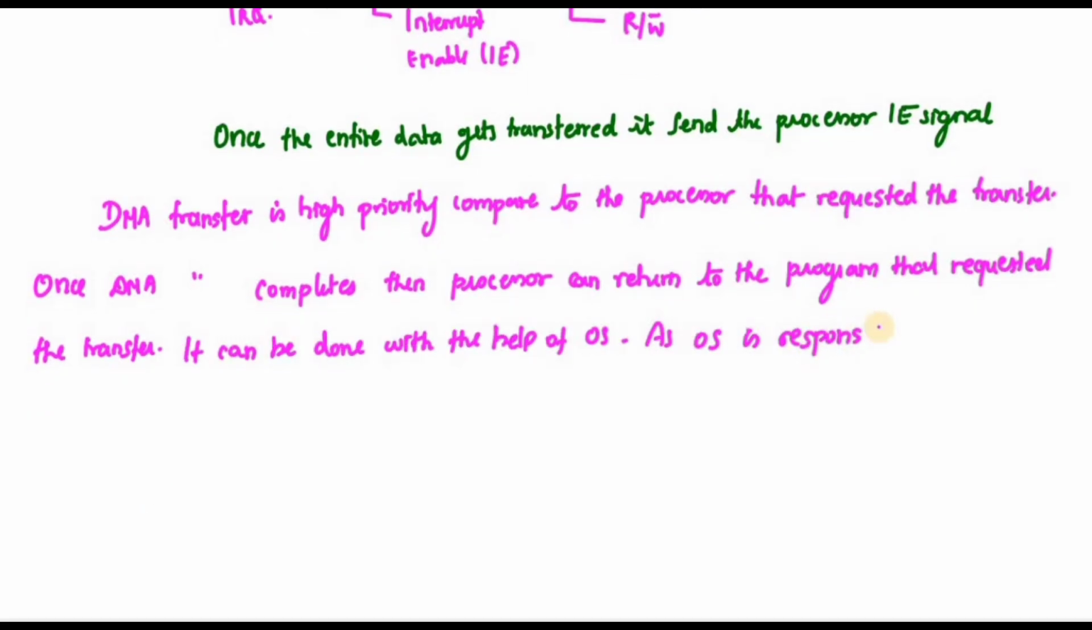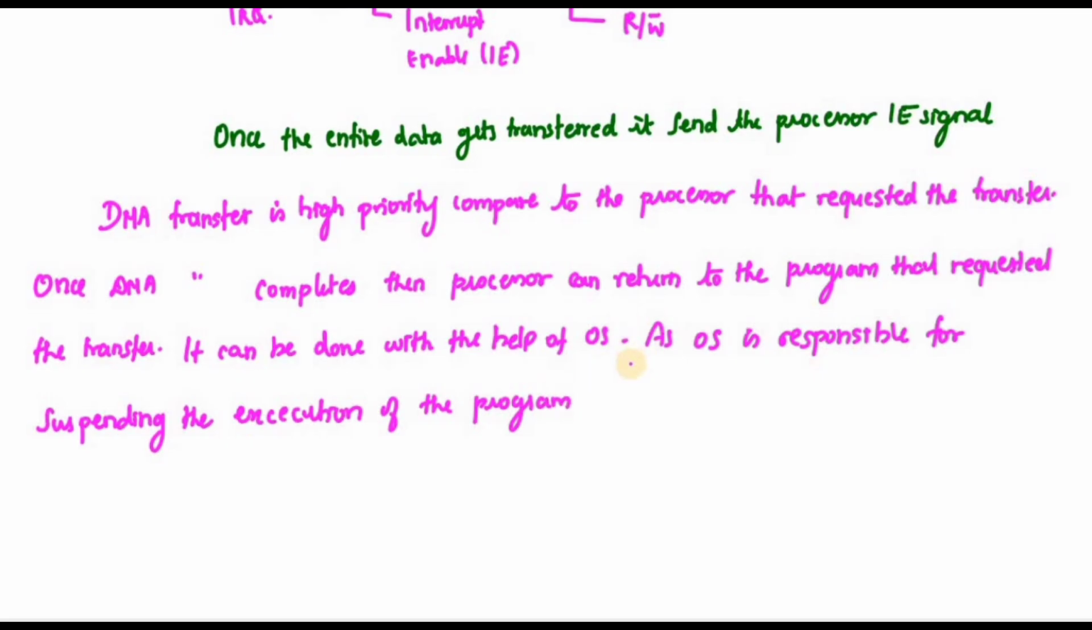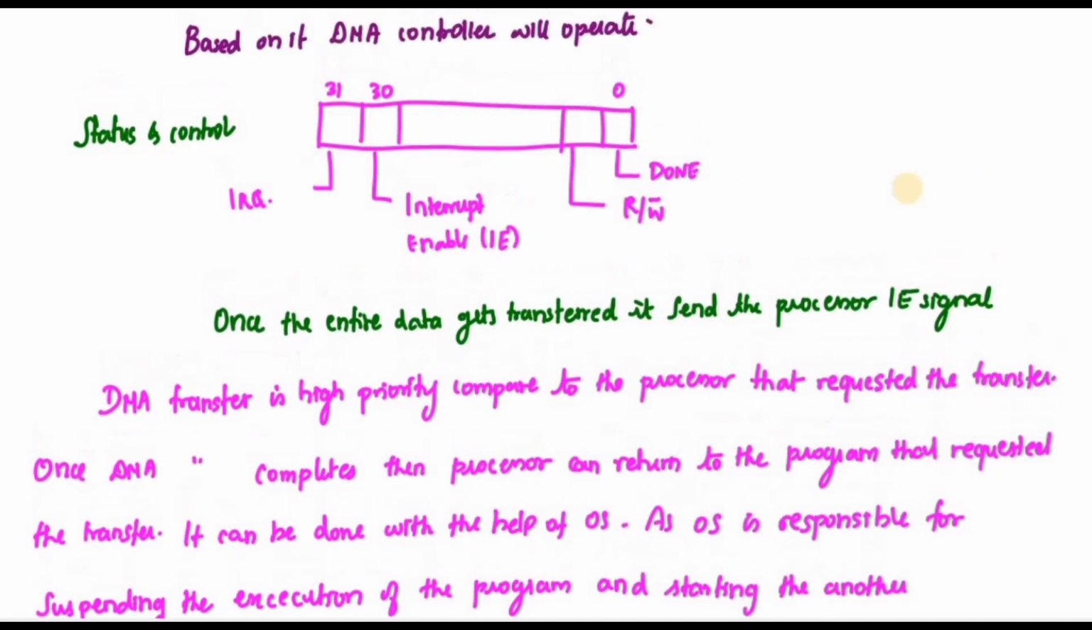Generally, the DMA transfer is given high priority compared to the processor that requested the transfer. Once the DMA controller's data transfer is completed, the processor can return to the program that requested the transfer. This can be done with the help of the OS. The OS is responsible for suspending the execution of the program and starting another.